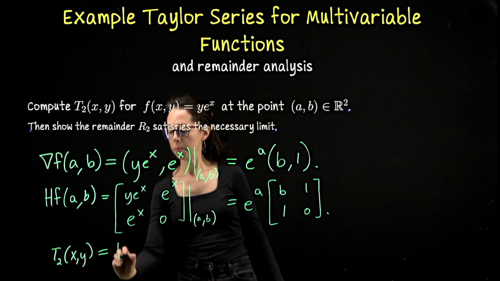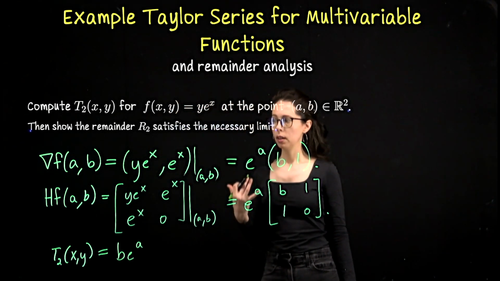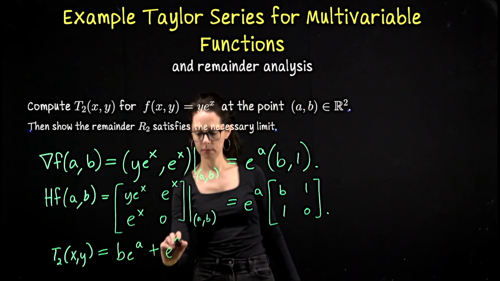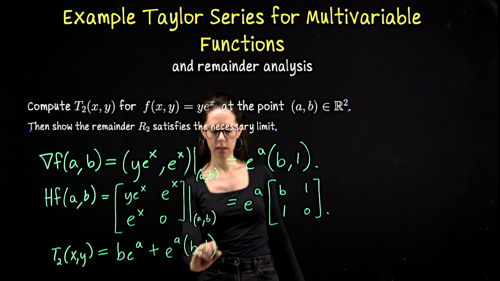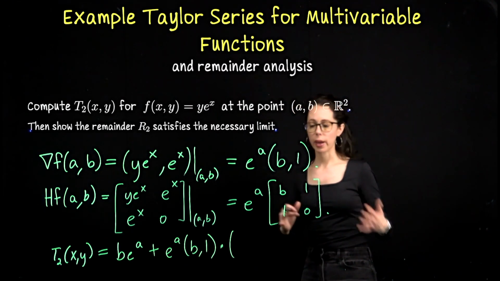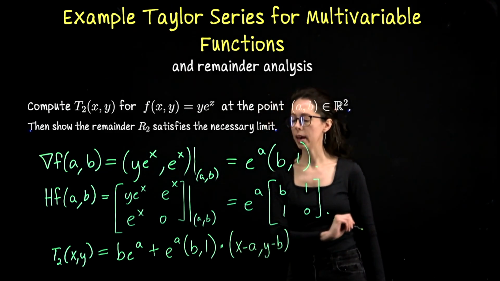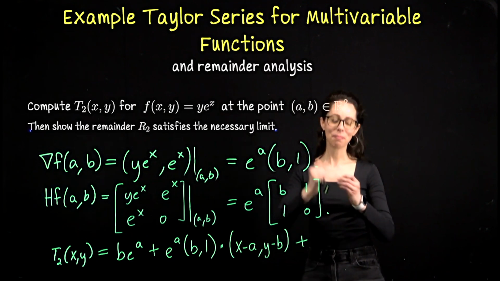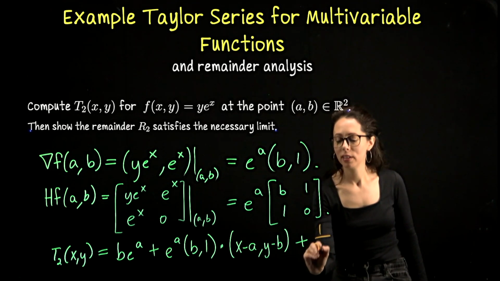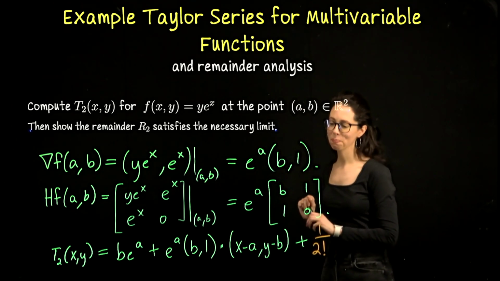So that's going to be b e to the a. So that's f of (a, b), plus the gradient dotted with the difference vector (x, y) minus (a, b), so (x minus a, y minus b), like that, plus the term students often forget, and honestly, I do too: 1 over 2 factorial. It's just one of those things that sometimes you leave out.